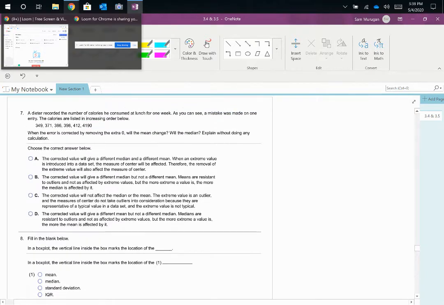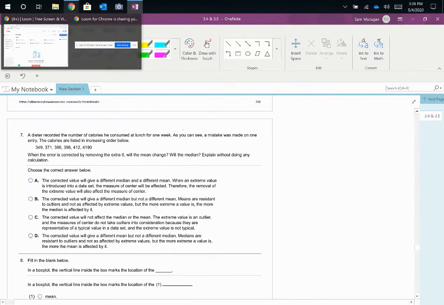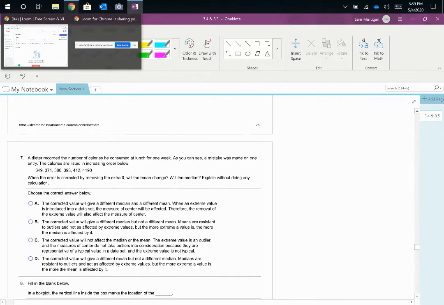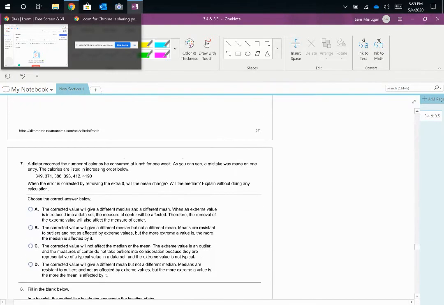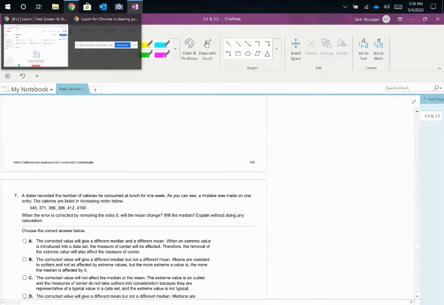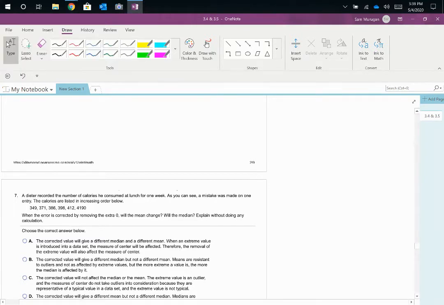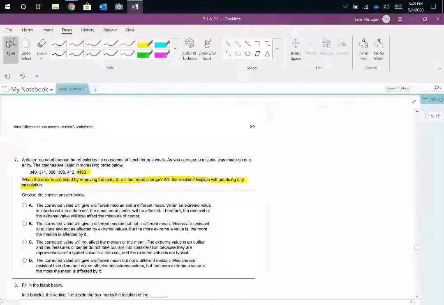I'll do one more of these problems here for you. Here we go. Number 7. A dieter recorded the number of calories he consumed. As you can see, there was a mistake here: 349, 371, 398, 412. And then there was a mistake in the data, because instead of typing 419, somebody added an extra 0. When the error is corrected by removing the extra 0, will the mean change? Explain without doing any calculation.